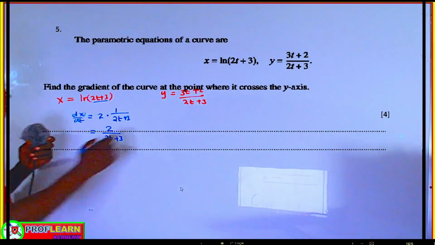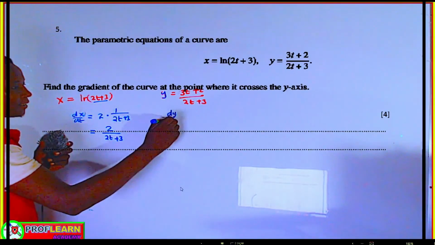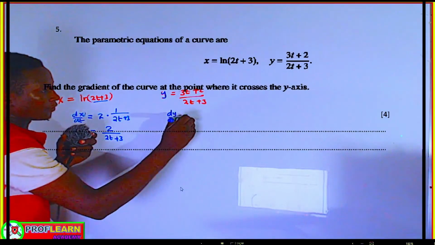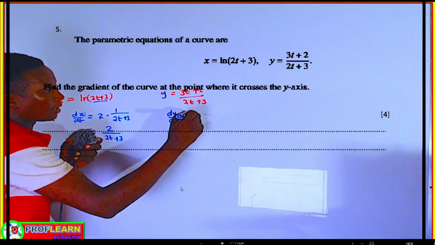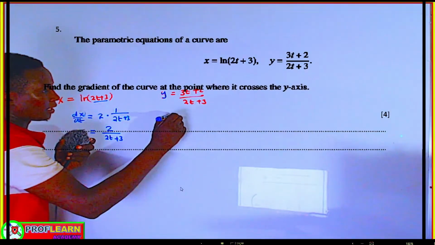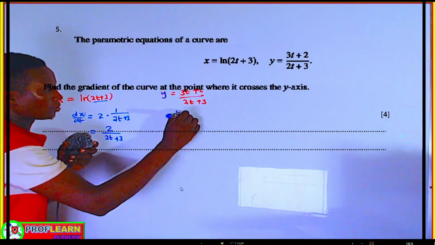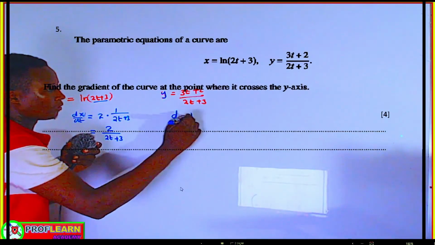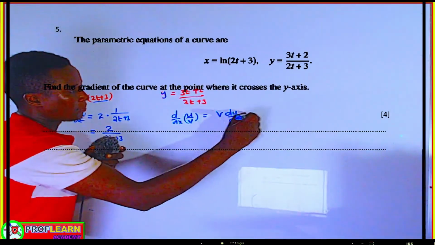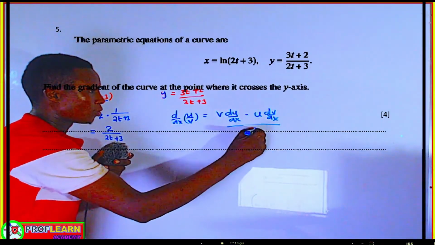That is our dx dt. For y, for us to get dy dt, remember we are going to use the quotient rule. Let me just write the quotient rule first. If you are differentiating two functions which are divided together, u over v, this is going to be v du dx minus u dv dx, divided by v squared.